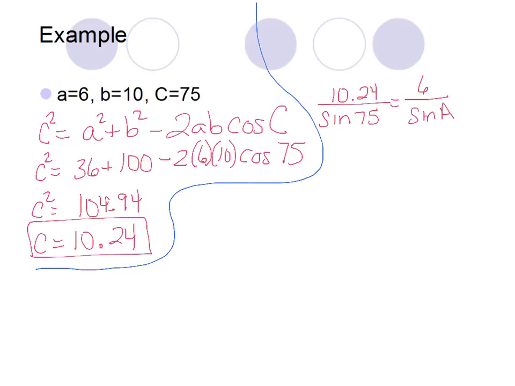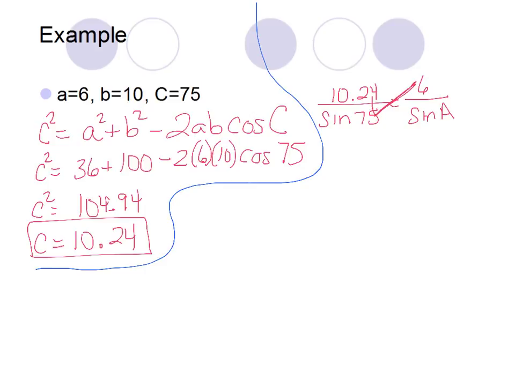You're going to do your cross products. You're going to divide by the sine of 75. I'm sorry, undo that. Nope. Cross products this way, because that's the stuff you know. You have to multiply the things you know. Divide by the 10.24, and what you're left with is the sine of A.